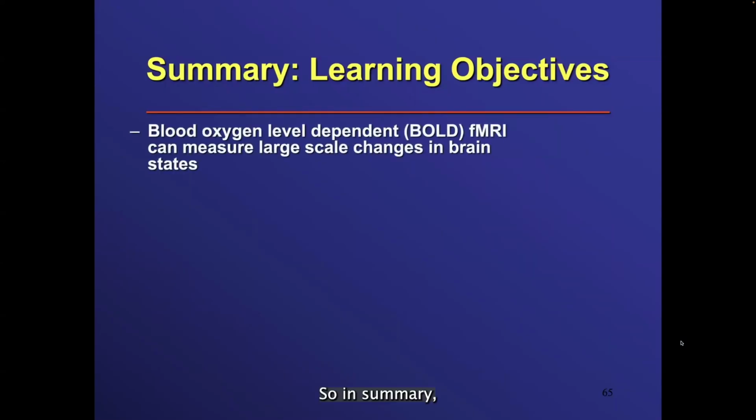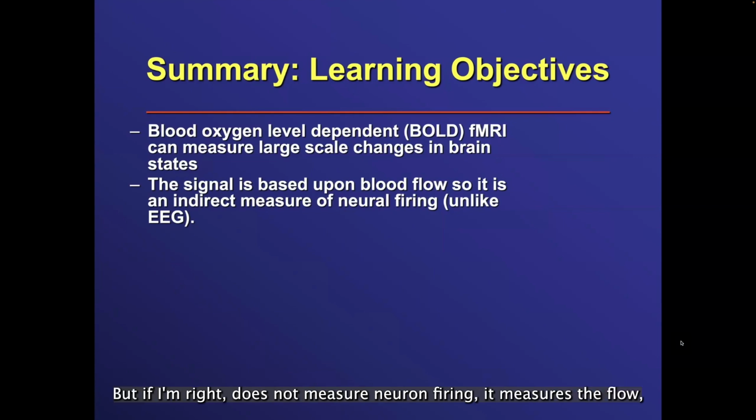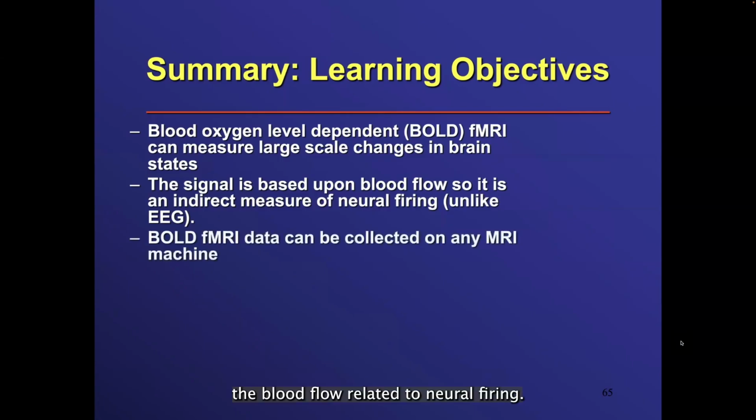So in summary, BOLD fMRI research can measure large-scale changes in brain states, meaning large assemblies of neurons working together and firing together to change blood flow. The signal's based upon flow, so unlike EEG and MEG and some of the other techniques that examine electrophysiology, it's an indirect measure of neural firing. There's a very well-established relationship between neural firing and blood flow. But BOLD fMRI does not measure neural firing. It measures the blood flow related to neural firing.